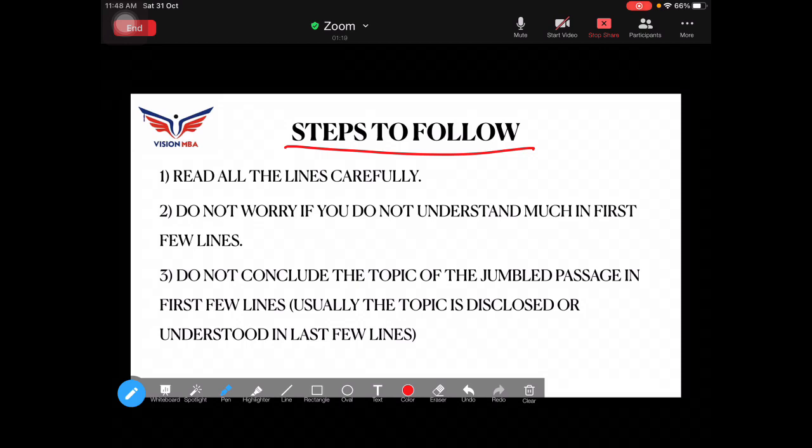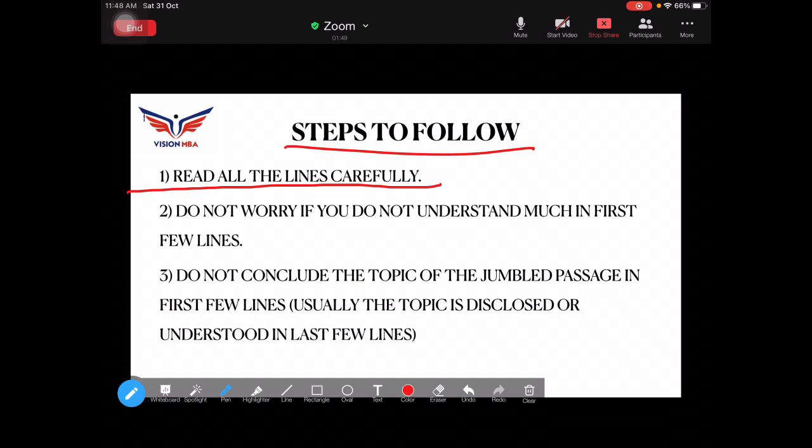Read all the lines carefully. Now, what happens is, the moment we see a parajumble question in front of us on a computer screen, we start making assumptions. We start making decisions in our head that I cannot do it, I can do it. And 90% of people imagine that they cannot do this question. If you are convincing yourself, if you are feeling and imagining that you cannot attempt that question, there is no way in the world you can attempt it. So, first of all, do not do that.